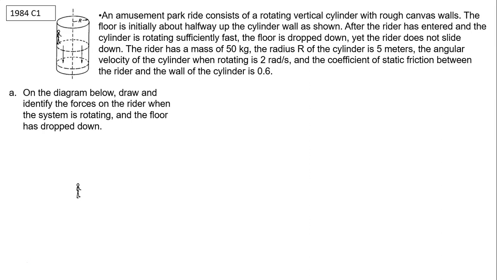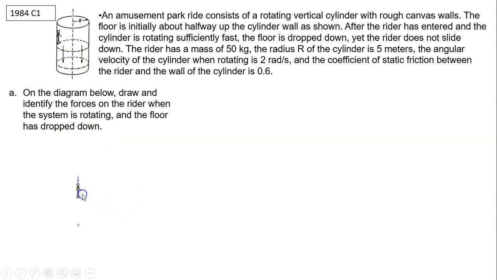So part A, on the diagram below, draw and identify the forces on the rider when the system is rotating and the floor has been dropped. When the floor has been dropped, the forces acting on the person are, you definitely always have gravity, which is going downward. And the person is not moving downward, so there must be an upward force supporting the person, so the person is in equilibrium in the vertical direction. So what is the force that is making the person rotate? That is coming from the cylinder wall. That's called a normal force.